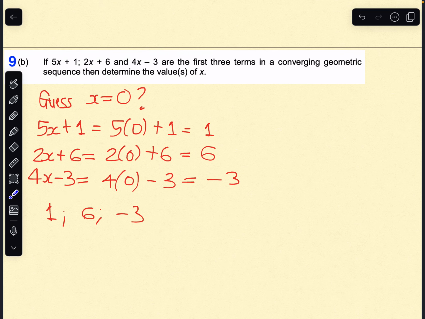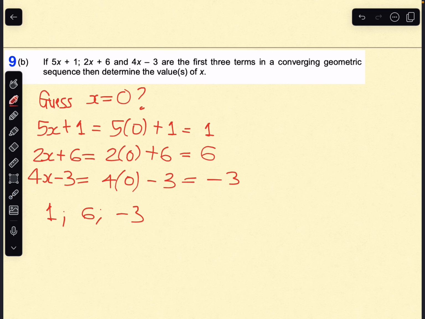This question tells us that these terms are meant to make up the first three terms of a converging geometric sequence. So there's two things going on here. First of all, it needs to be a geometric sequence. And then second of all, not just any geometric sequence, it needs to converge. And by converge, we know that means the common ratio needs to be between -1 and 1, and it can't be 0. So I would then check whether this sequence does satisfy these two conditions.